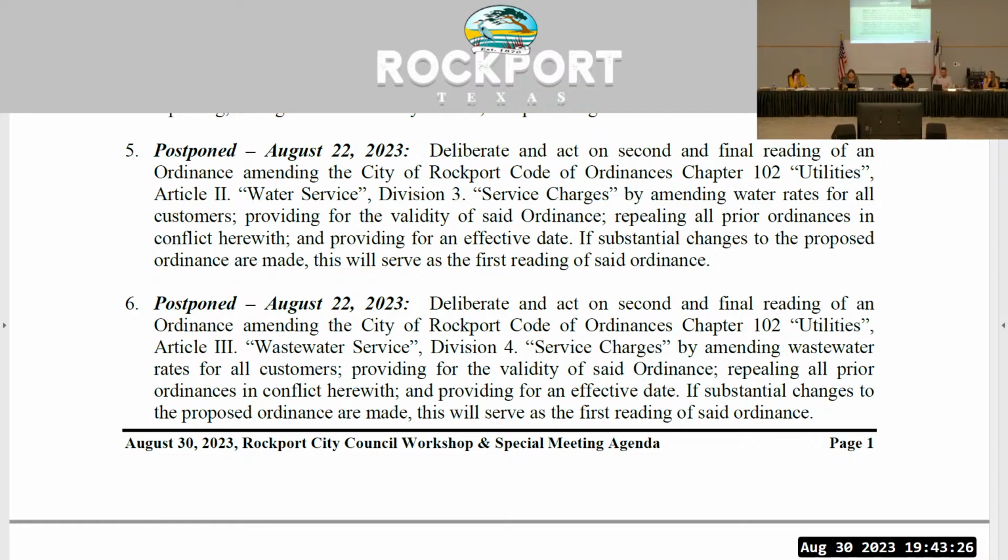Deliberate and act on second and final reading of an ordinance amending the City of Rockport Code of Ordinances, Chapter 102, Utilities, Article 2, Water Service, Division 3, Service Charges, by amending water rates for all customers, providing for the validity of said ordinance, repealing all prior ordinances in conflict herewith, providing for an effective date. If substantial changes to the proposed ordinance are made, this will serve as first reading of said ordinance.